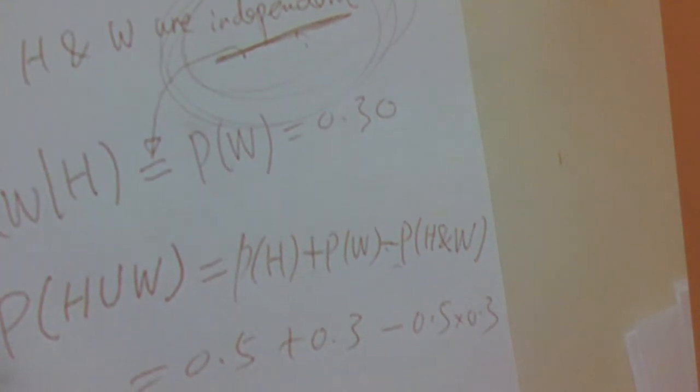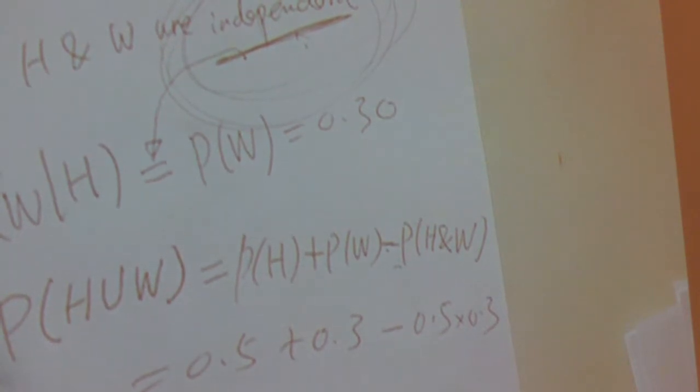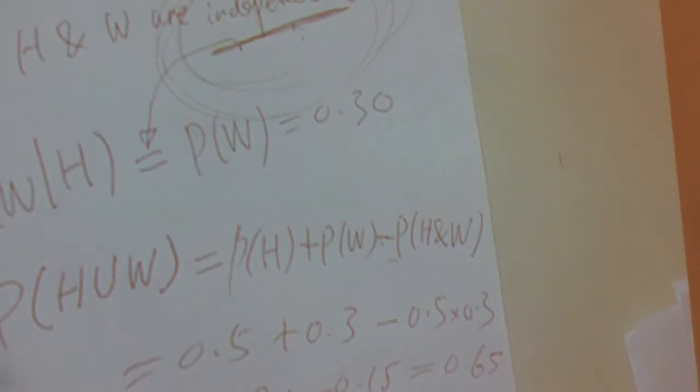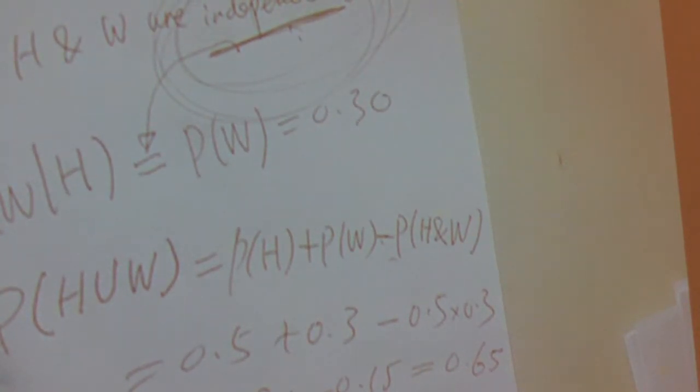Everybody follows? So we got the answer now. This is 80 minus 15, 65%. 65% chance. So that's the answer to the second question. The probability that at least one of husband or wife watches the program is 65%. Questions? Is it clear?